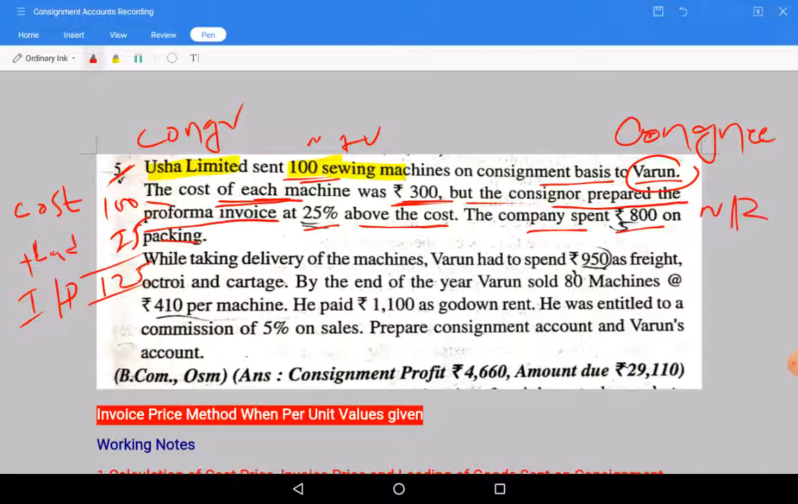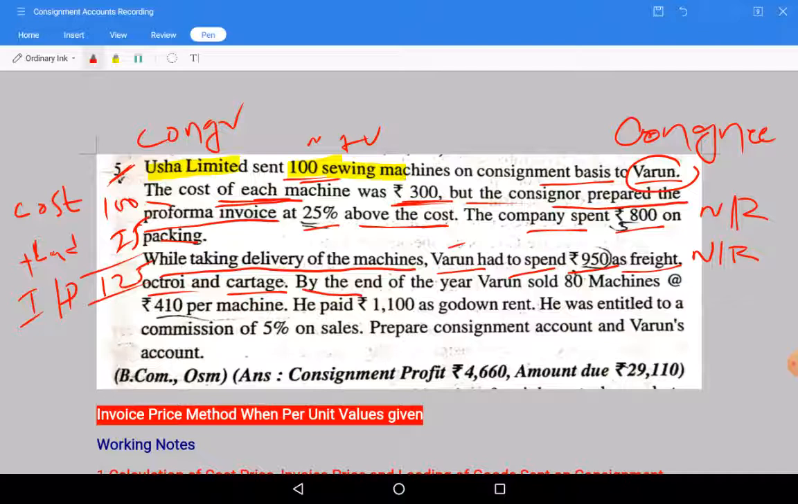While taking the delivery of the machines, Varun had to spend 950 as freight, octroi and cartage. Freight, octroi and cartage by Varun are non-recurring expenses of the consignee. These two, 800 plus 950, will be used for calculating consignment stock in case of any unsold stock. Let us see further.